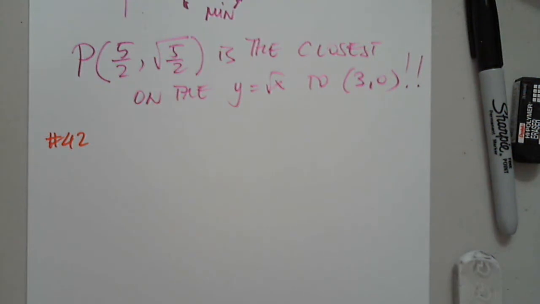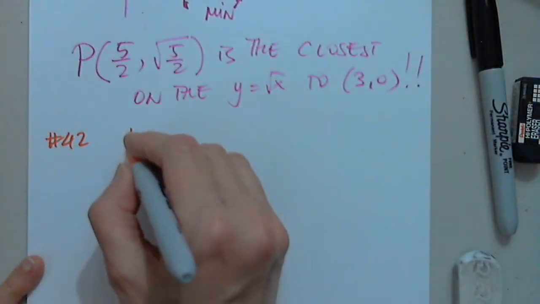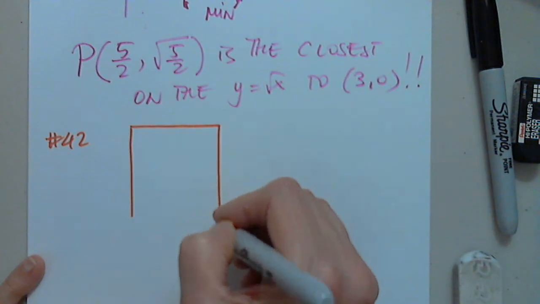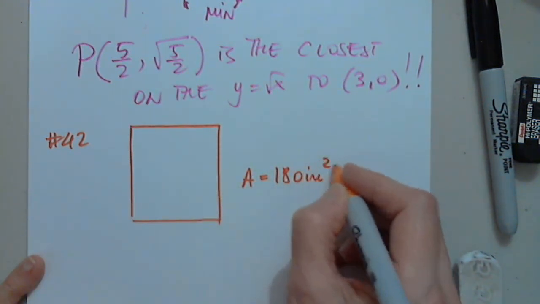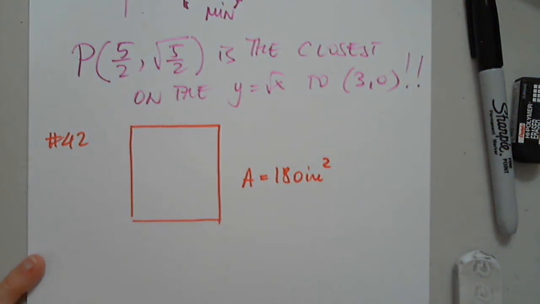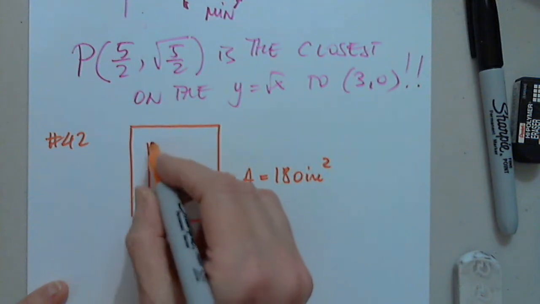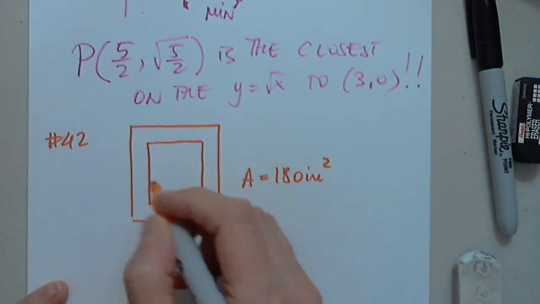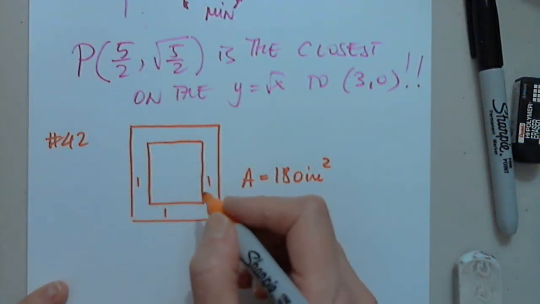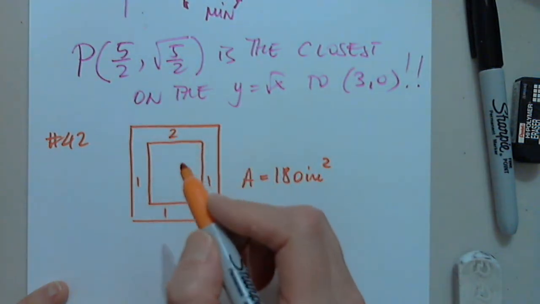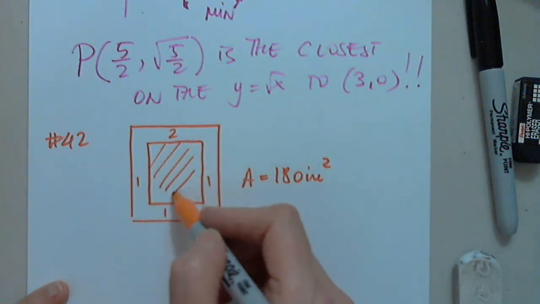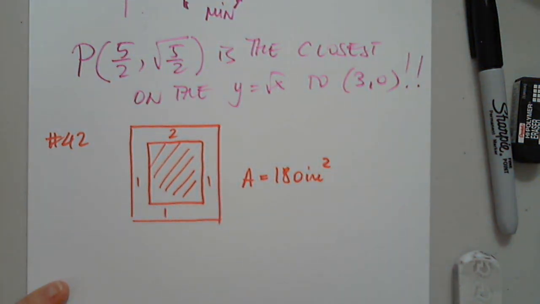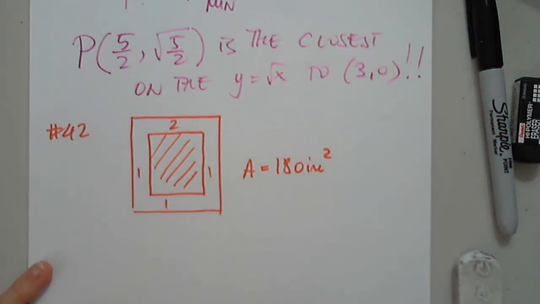A poster is to have an area of 180 square inches, with 1 inch margins at the bottom and sides, 1, 1, 1, and a 2 inch margin at the top. What dimensions will give the largest printed area? Okay.